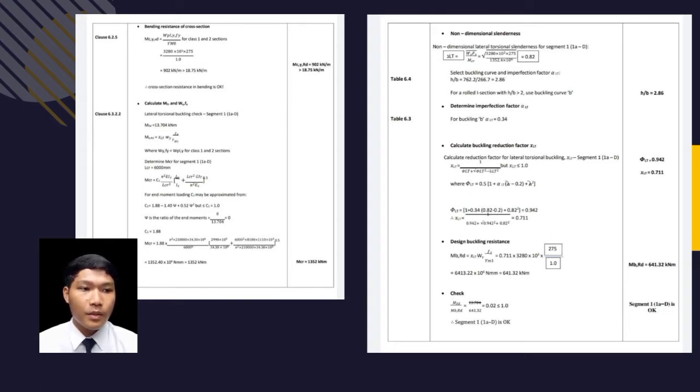After that, we determine the imperfection factor for buckling, which is 0.34. Then we calculate the buckling reduction factor, and we get the value χLT is 0.711. And then we design the buckling resistance Mb,Rd, where we get 641.32 kN/m. And then we check that segment 1A to D is okay.